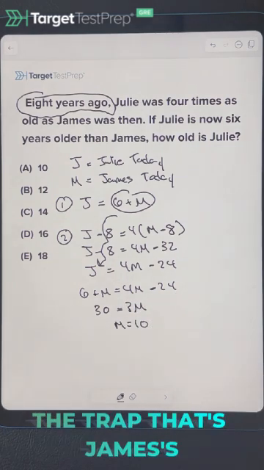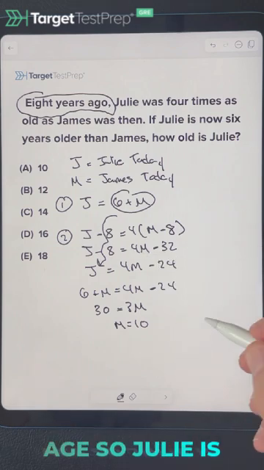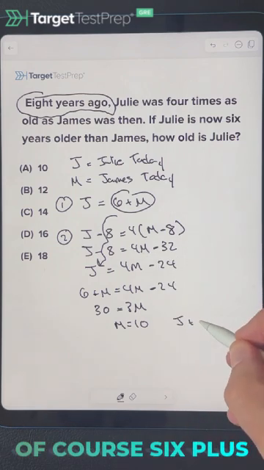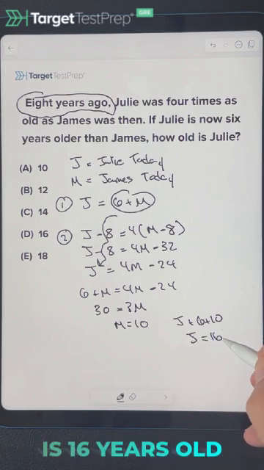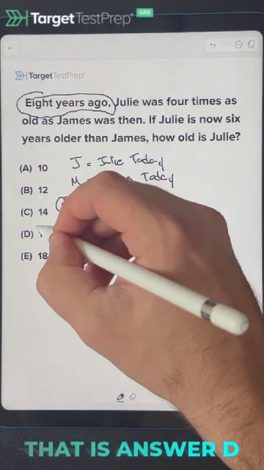Don't fall for the trap. That's James's age. So Julie is, of course, 6 plus 10. So Julie today is 16 years old. That is answer D.